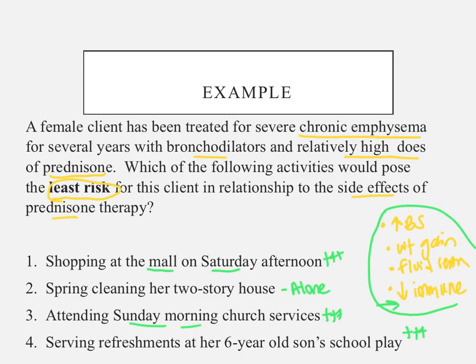So do you see how these answer choices here are similar? These three. This is the only one where she's by herself. So what would be the least risk? Well, if she's around all of these people at these places and she's taken an immunosuppressing drug, that puts her at risk for infection. So we would choose number 2, the one that's different. The others are similar distractors. So you would eliminate those and pick the one that's different.